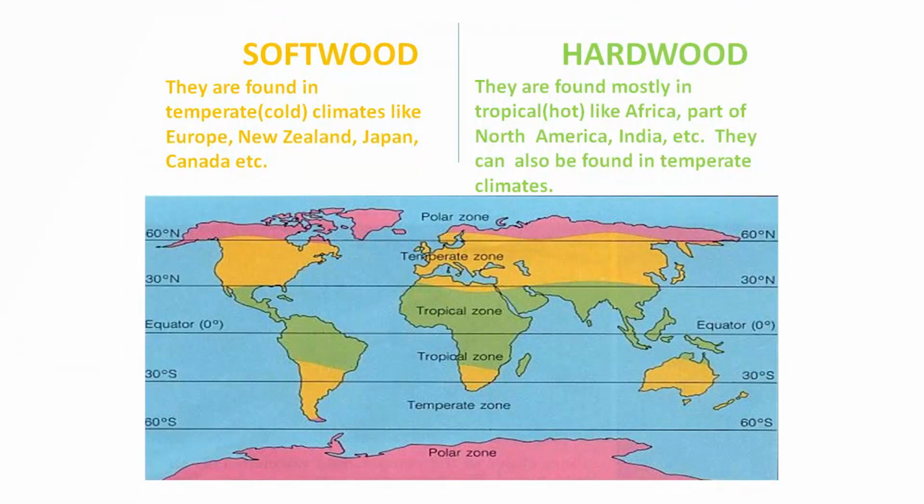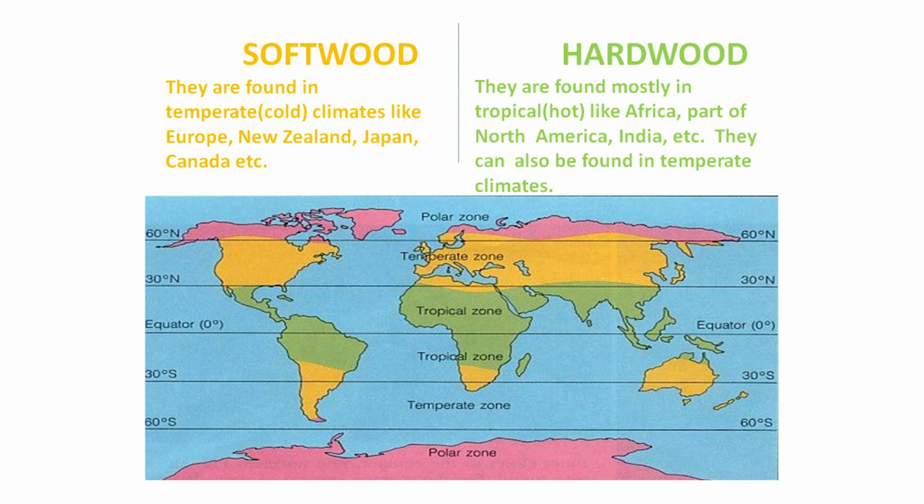Now, softwood majorly can be found in temperate climate. Softwood trees can be found in temperate climate. When I say temperate climate, I mean cold environment, cold areas. For example, you have Europe, you have New Zealand, you have Japan, Canada, and so on and so forth.